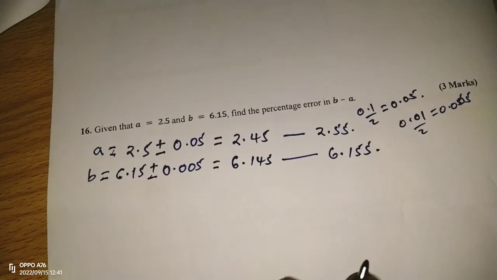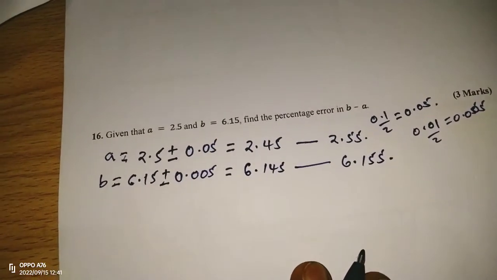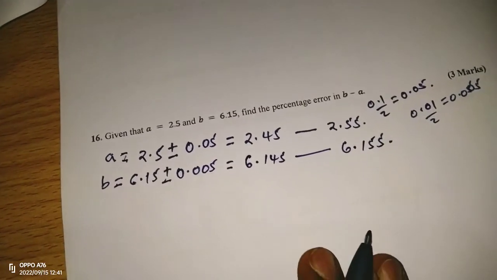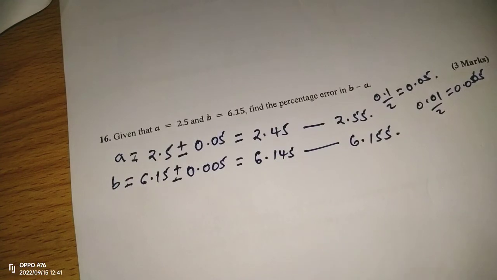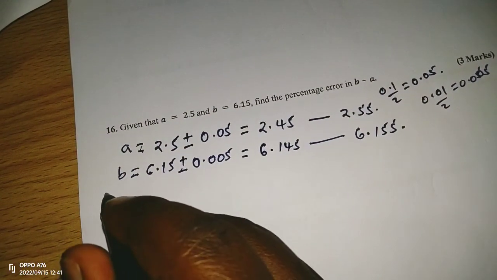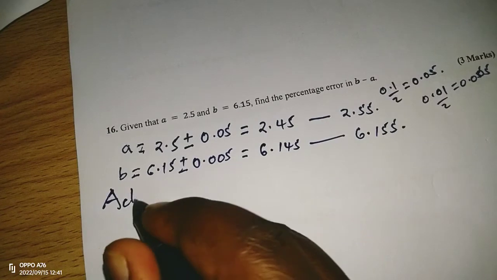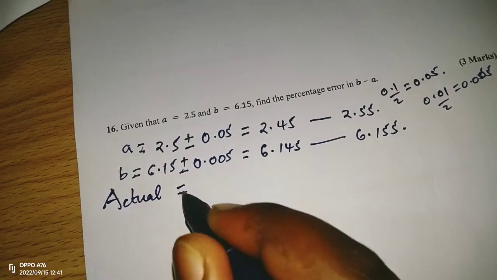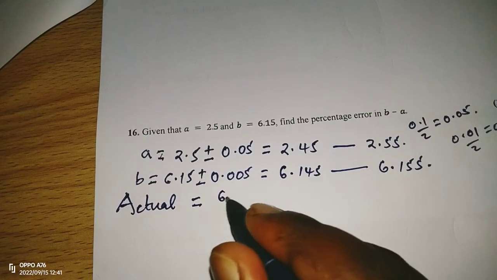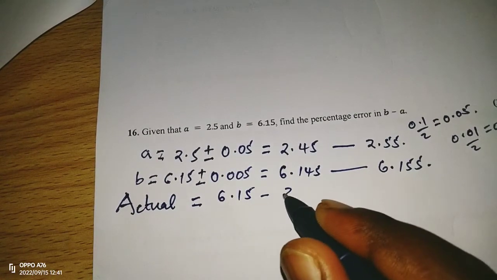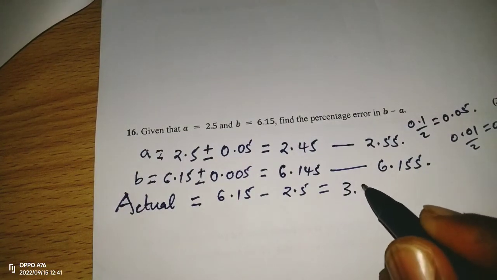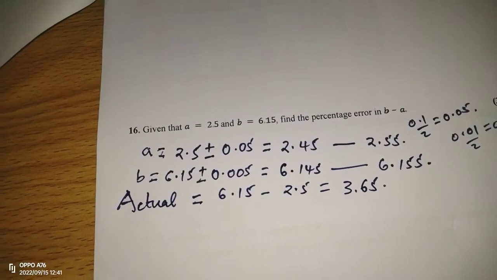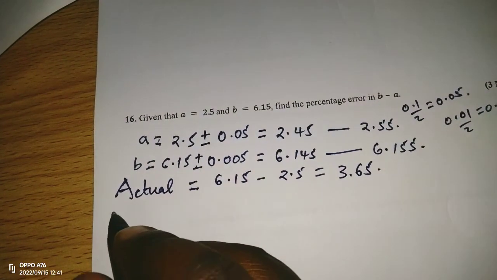Now that we have the limits within which the dimensions have been recorded, we can get the errors, whereby we will first of all get the actual difference. The actual difference, whereby we will just take the measurements as they have been recorded, we subtract them. 6.15, we subtract 2.5. This is taking us to 3.65.